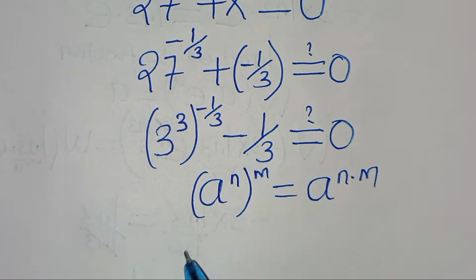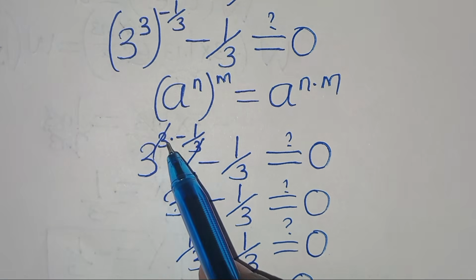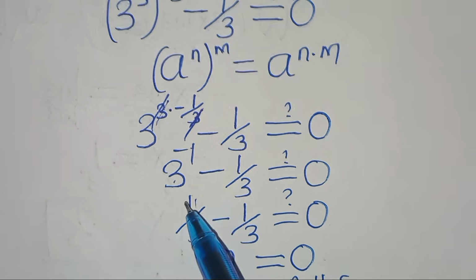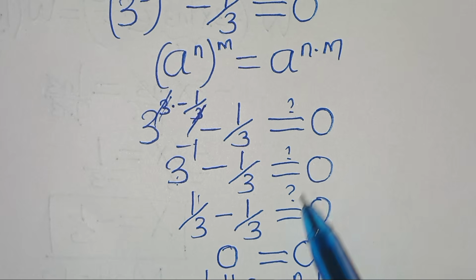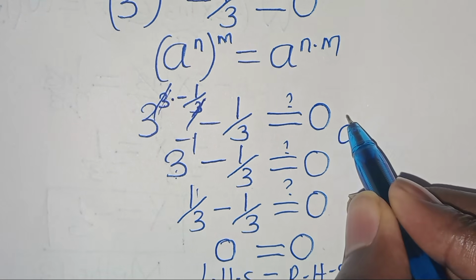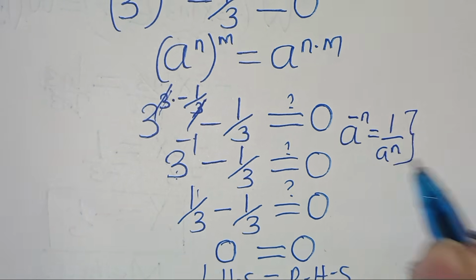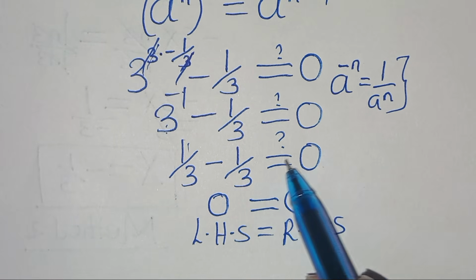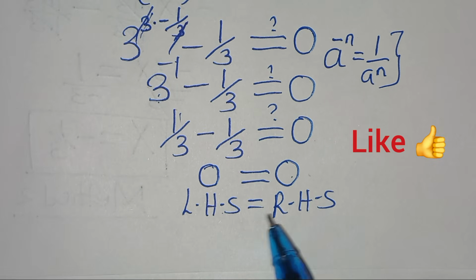Applying this property, then we have 3 to the power of 3 multiplied by minus 1 over 3. So 3 and 3 simplify, so that we have 3 to the power of minus 1, minus 1 over 3. This should give us a value of 0. 3 to the power of minus 1 is in the form of a to the power of minus n, which can be expressed as 1 over a to the power of n. So applying this property, we have 1 over 3 minus 1 over 3, and this should be equal to 0. So we have 0 is equal to 0, and this shows that the left hand side is equal to the right hand side.